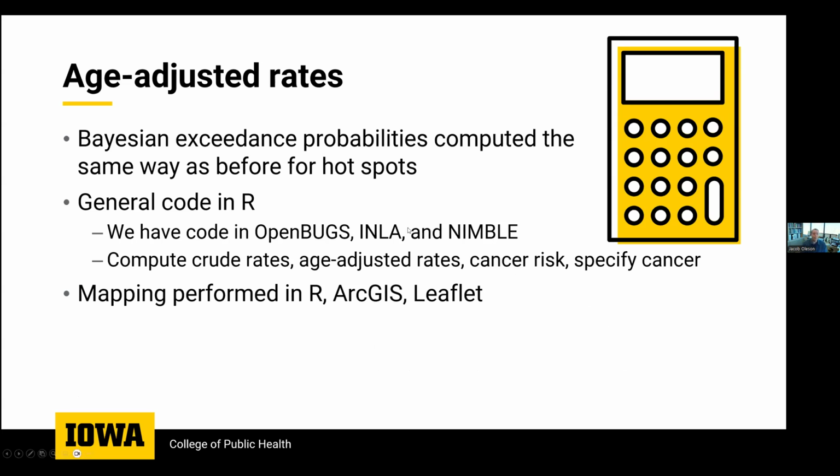We now have an R package that runs this. So for any state that wants to work with us, we have an R package to run the data. We have code that works in OpenBugs, INLA, and Nimble for those familiar with Bayesian models. Our R package is built for Nimble. And with these we have crude rates by age group, age-adjusted rates, risk probabilities, and whatever specific cancers we put into it, and then we create our maps.